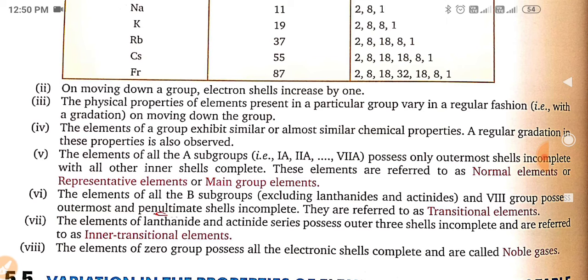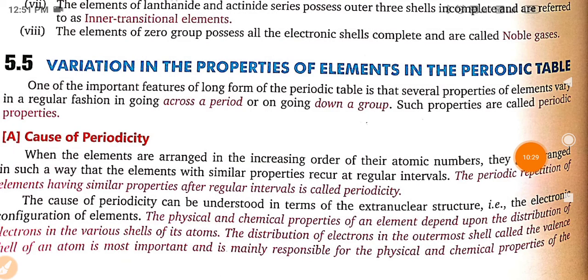One more important point is that the elements of the lanthanide and actinide series possess the outer three cells incomplete and are referred to as inner transition elements. Variation in the properties of elements in the periodic table is a topic from which many questions are asked. In exams also, many questions will be asked in future, so you have to read carefully. Try to read, and we will discuss them also in the next class.